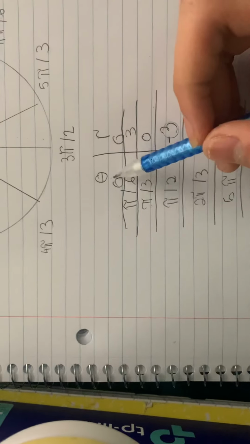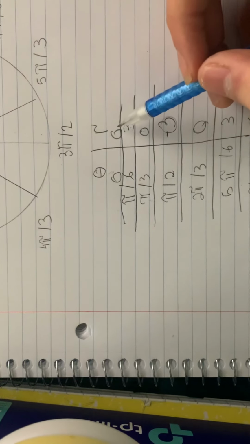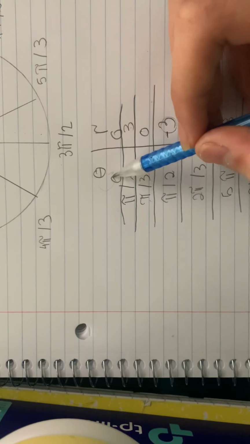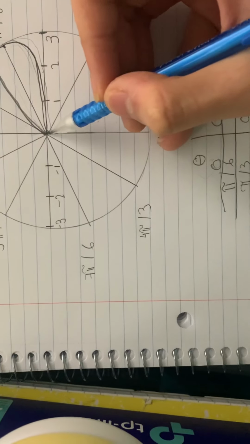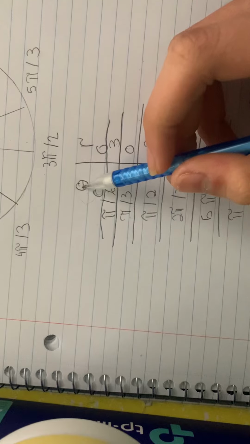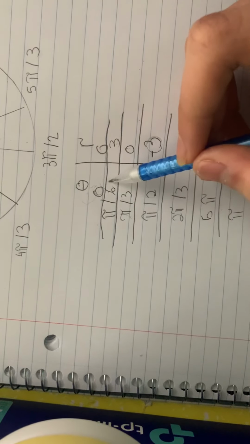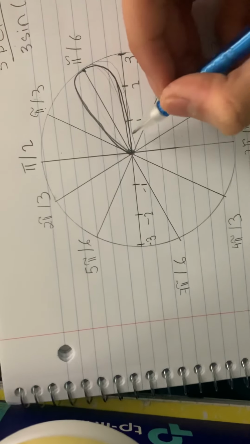For theta at pi over 6, the radius is, no, just go with the first one, I forgot. For theta, it is 0, and for the radius, we also have 0. I'm just going to plot one point here. And for the second one, for theta I have pi over 6, and the radius is 3. So we're just going to graph it like this.